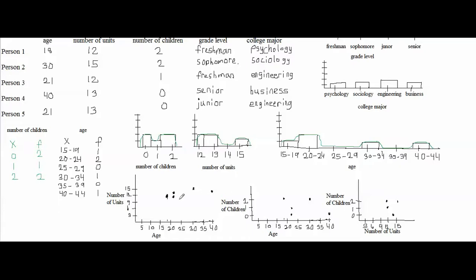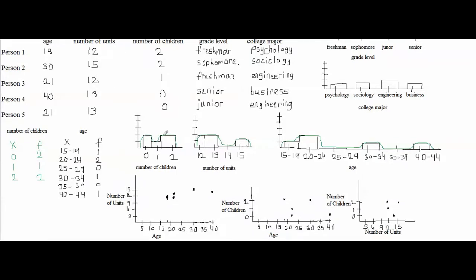Notice how when we were making histograms, each column of quantitative data had its own histogram. When you make scatter plots, each possible pair of quantitative variables has its own scatter plot. So this pair had its scatter plot, this pair had its scatter plot, and this pair had its scatter plot.